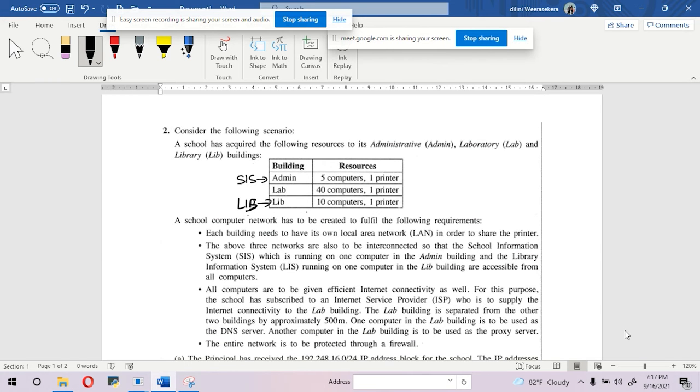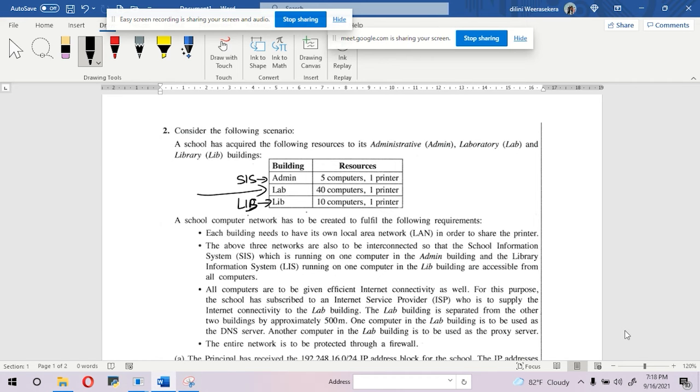So once this is connected to form a LAN, all the computers should get the internet connection. For that, there is an internet service provider, the ISP. They have got the connection and the IP address, and then they are going to connect all these three sections together. The service provider will supply the internet connectivity to the lab division. Since all the divisions are connected with each other, all the divisions can share the internet connection.